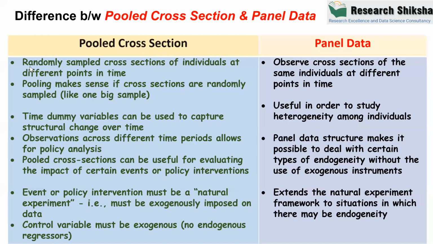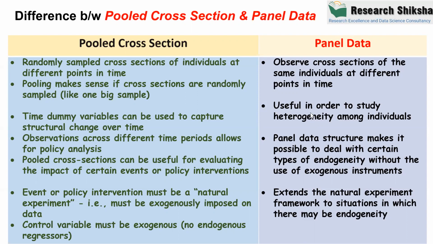In pooled cross-section, we have a randomly sampled cross-section of individuals at different points in time. Pooling makes sense if cross-sections are randomly sampled. Time dummy variables can be used to capture the structural change over the time period. Observations across different time periods are useful for policy analysis. Pooled cross-section can be useful for evaluating the impact of a certain event or policy implications. In this case, the cross-sectional units are not important. The important thing is the concept. However, in panel data, the cross section is very important. We observe the cross section of the same individuals at different points of time. So here the individuals, or cross-section units, are the same.